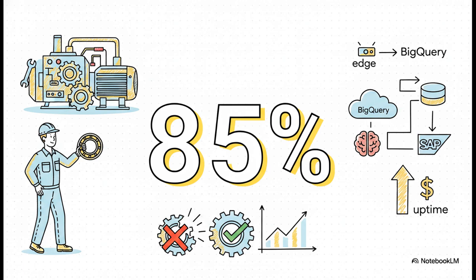A technician casually walks up to the machine with the right part, right on time, and replaces that dangerously worn bearing before the motor ever actually breaks. Because of this end-to-end flow, from edge sensors to BigQuery to Vertex AI directly into SAP, unplanned plant downtime is reduced by up to 85%. You aren't just saving a motor, you are fundamentally protecting the revenue stream of the entire facility.